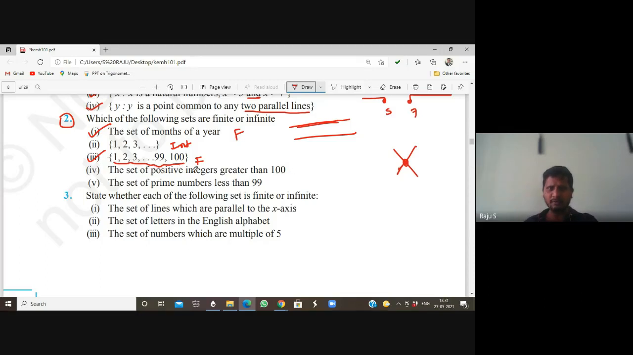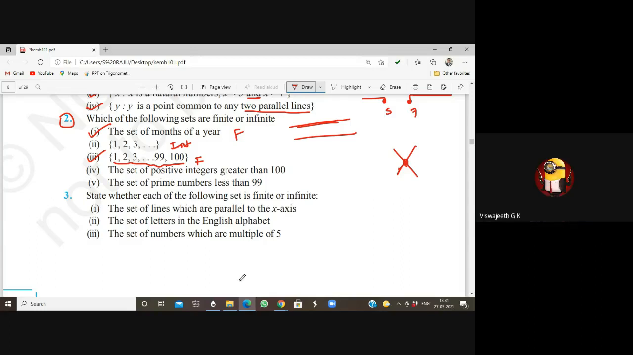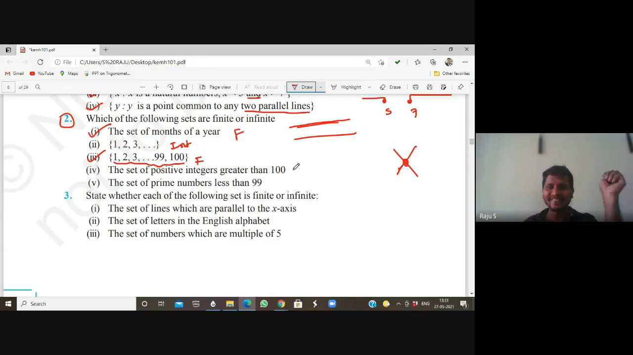Then what about this? The set of positive integers greater than 100. Finite or not? Infinite. Students, how many positive integers are there greater than 100? Infinitely many. So this is infinite. Having any doubts? Okay, next.